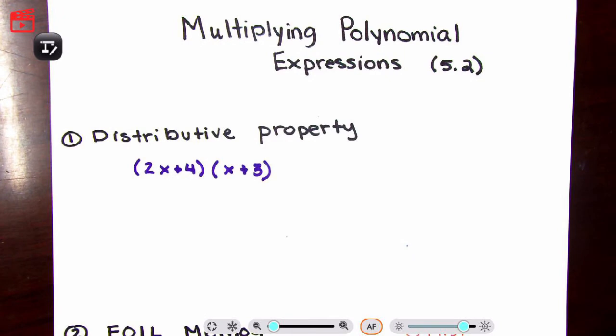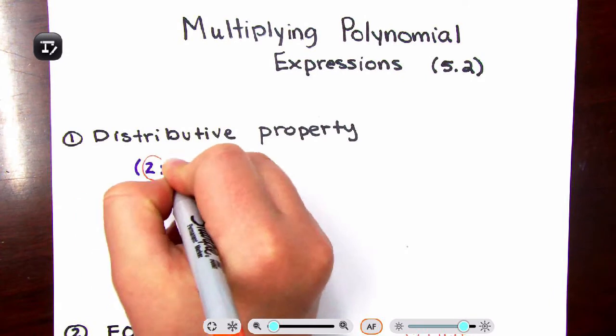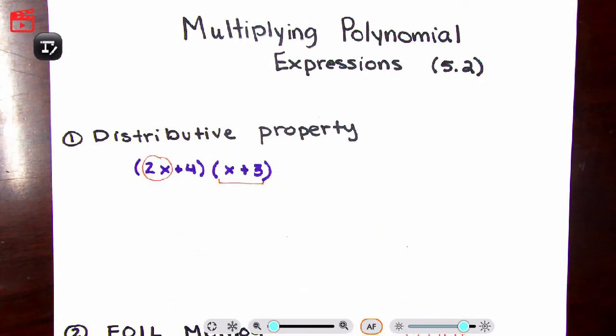In today's video we are multiplying polynomial expressions. So the very first one we start with is the distributive property. And what the distributive property does is it takes each term and multiplies it by the entire bubble after.